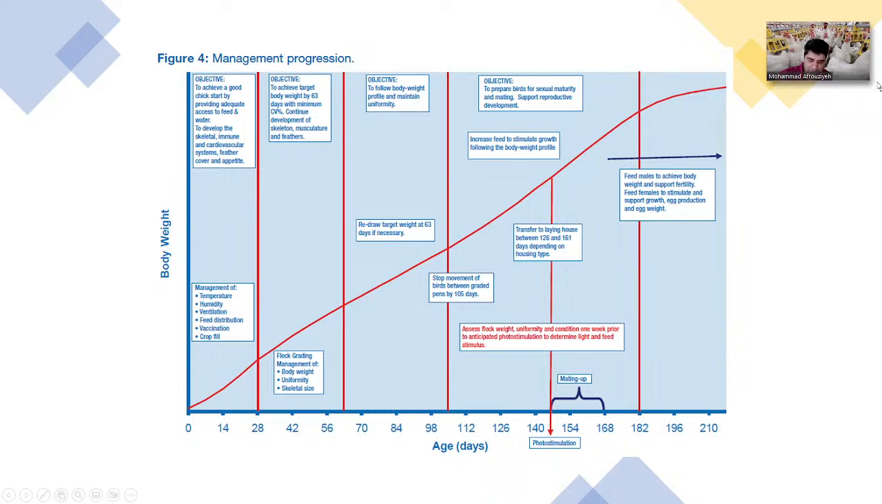So again, I've got a question here. Can you explain how to formulate a 35% concentrate, and what are the basics and what ingredients to use, especially for layer pullets? It's a really good question. For sure, I will create a video about that.